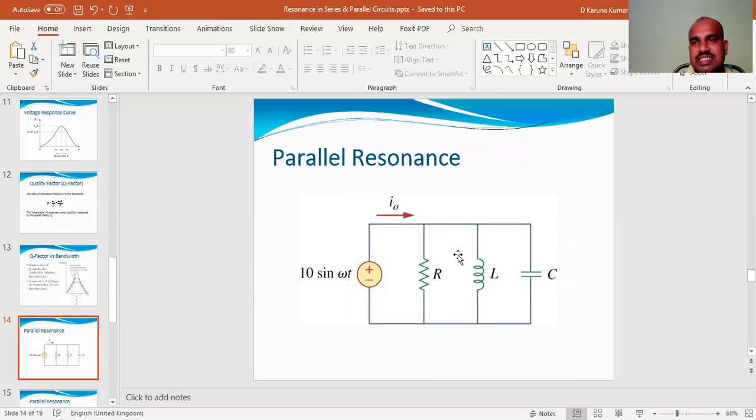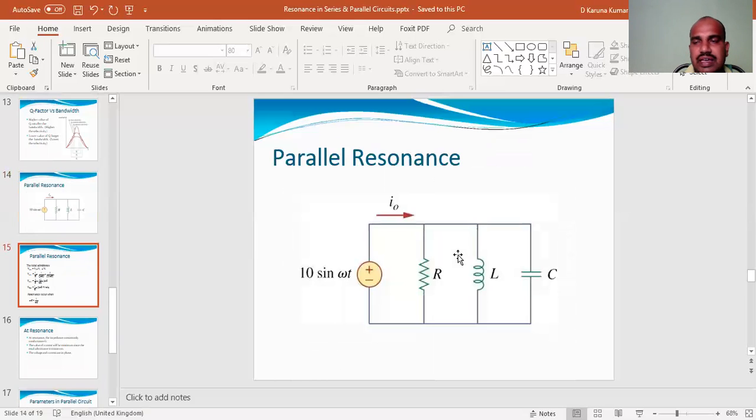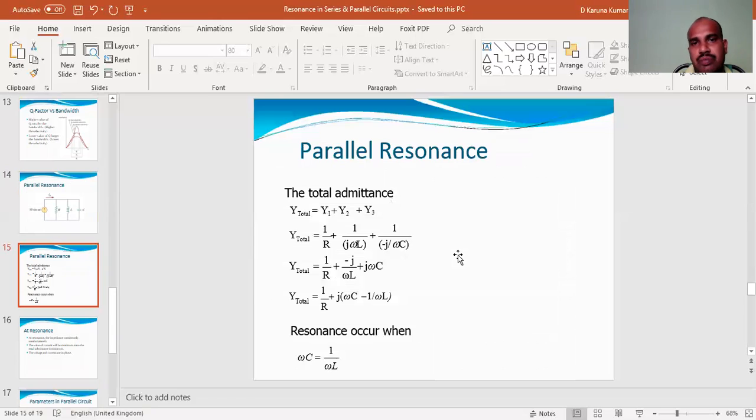Then the parallel resonance circuit. Okay, now there are three elements: the resistance, inductance, and capacitance. All three elements are connected in parallel to the voltage source. Here the admittance means the reciprocal of impedance.